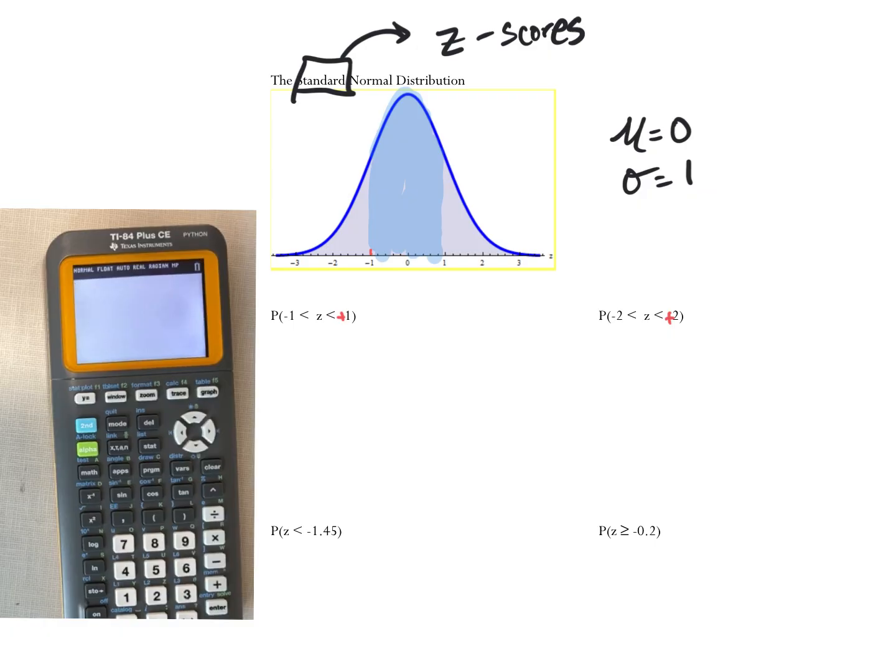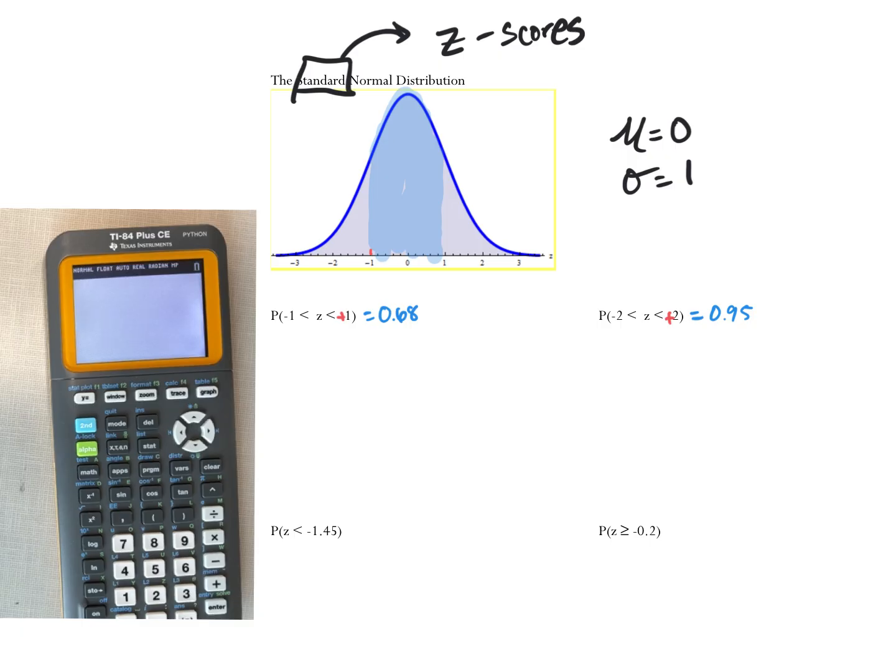Does anybody remember what that was approximately for normals? 68%. So we would anticipate that the probability of my z-score being between -1 standard deviation and 1 standard deviation from my mean would be about 0.68. Does anybody remember what 2 standard deviations should look like? 95%, 0.95. And if I kept asking you questions that were a whole number of standard deviations away, this would be really easy. We wouldn't need our calculators.